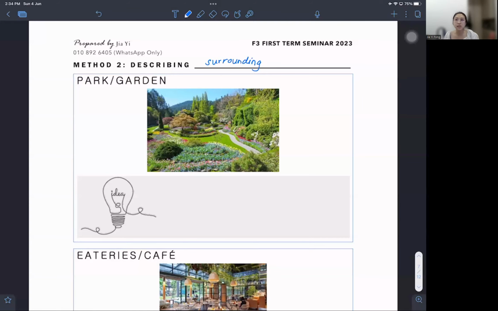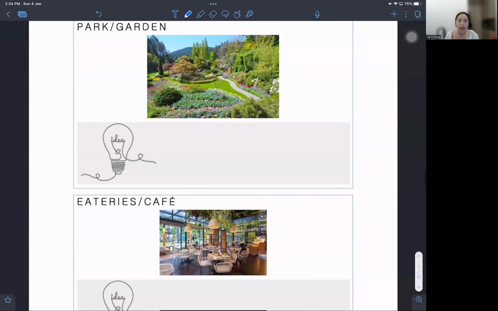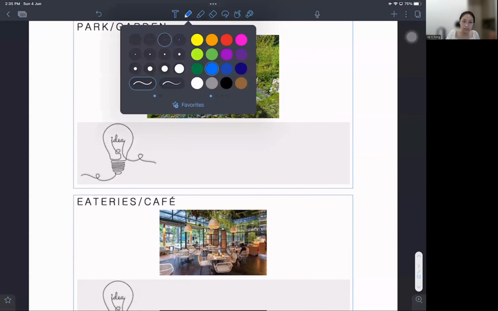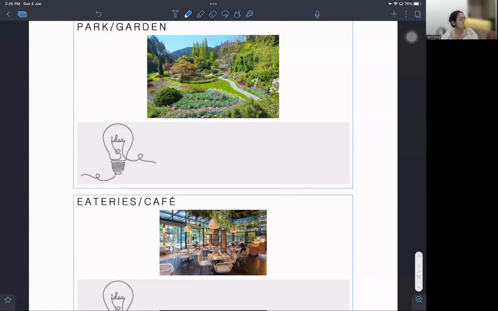So guys, can you look at this picture and tell me what vocabulary we can use to describe this picture here? Come, let's go. What do you see? Just throw everything that you can see in the chat box. What can we see in the picture? Pools of flowers. I like that. Yes, we can talk about the flowers. Good one. We have pools of flowers.